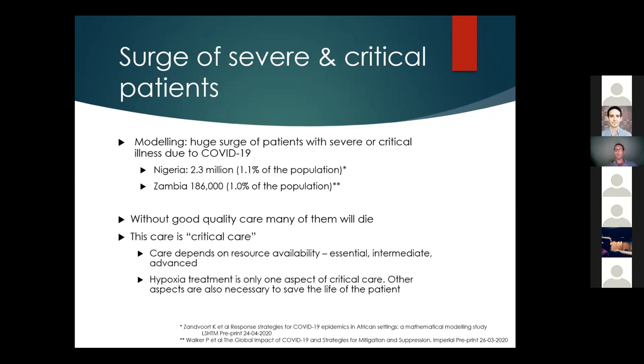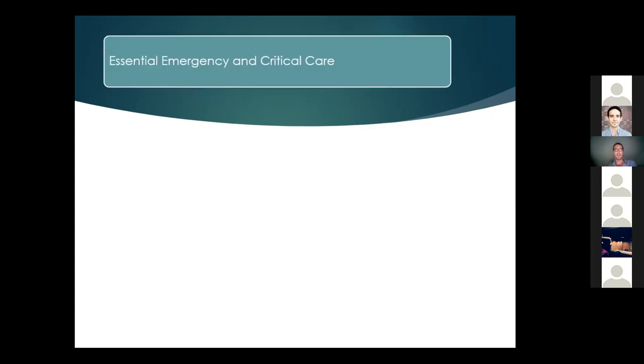And the care that these patients require is, I would tend to use the term critical care for these. Any care for a patient who has a life-threatening acute illness requires this sort of critical care. That doesn't mean high advanced critical care always. The care provided within this critical care depends on the available resources. So I like to divide it into essential critical care, intermediate and advanced. And to remember that hypoxia treatment, so the oxygen and mechanical ventilation we've been talking about today, is only one aspect of this critical care. All the other aspects are also necessary to save the life of the patient.